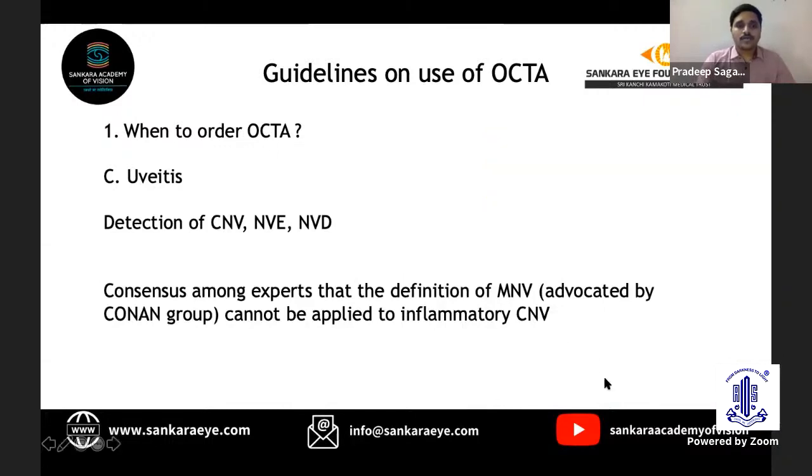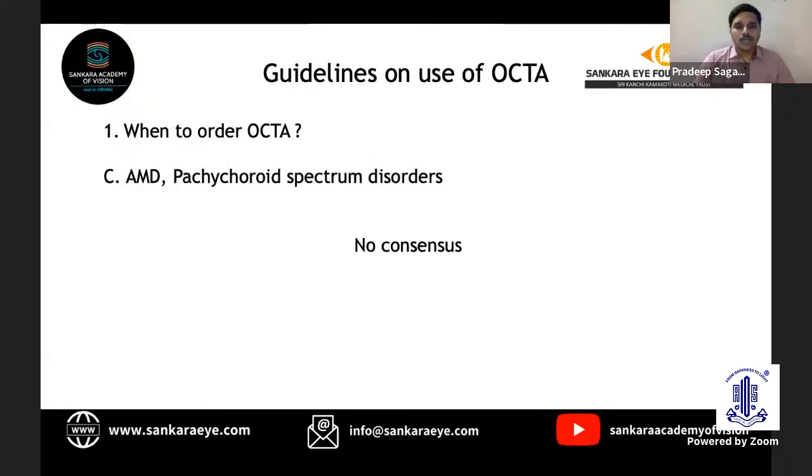But the consensus regarding the use of the term macular neovascularization, which was advocated by the consensus on neovascular AMD nomenclature group, was not accepted by the group of uveitis experts, who felt that the terminology may not be applied to inflammatory choroidal neovascular membranes. We know that OCTA plays a very important role in diagnosis and management of AMD and pachychoroid spectrum diseases, but as of now, there is no guideline on use of OCTA in these conditions.